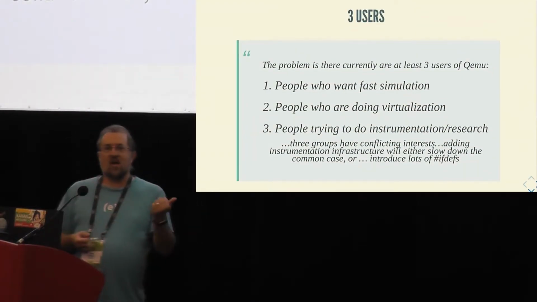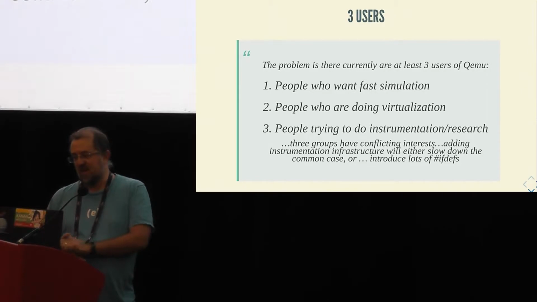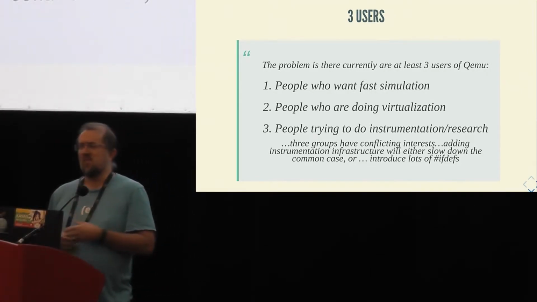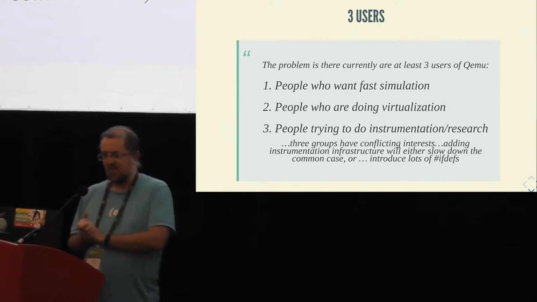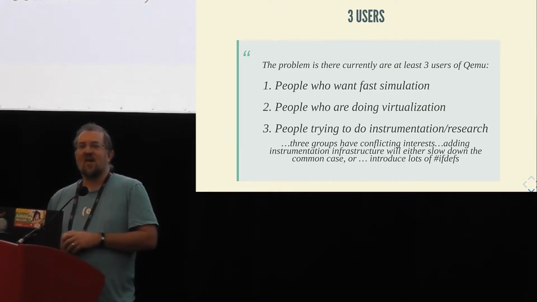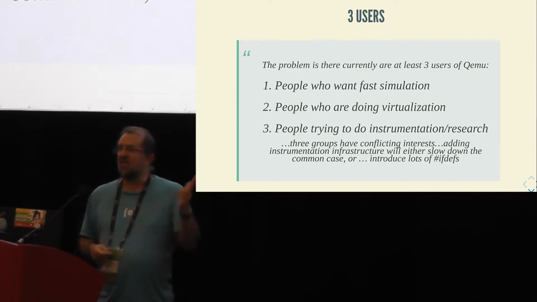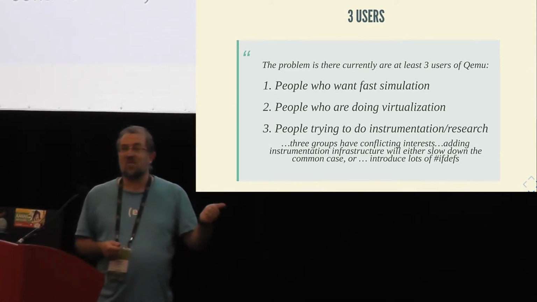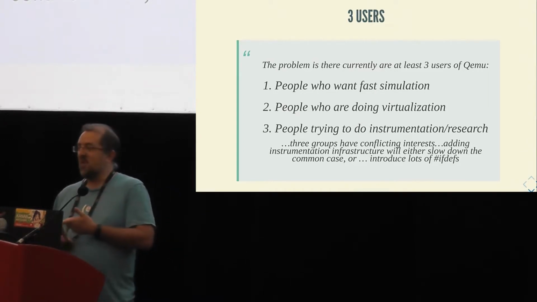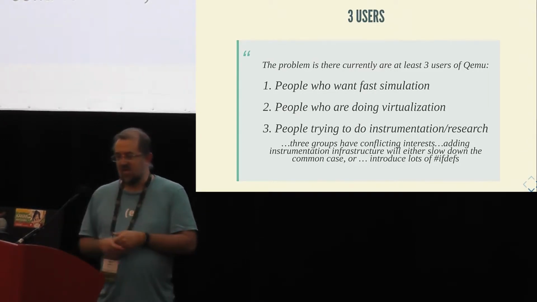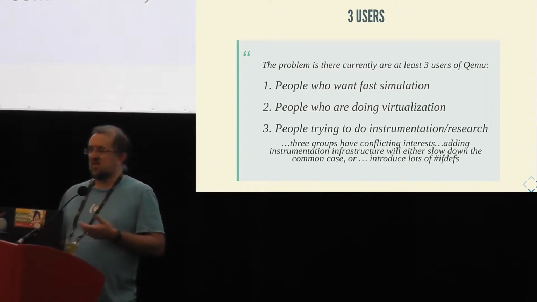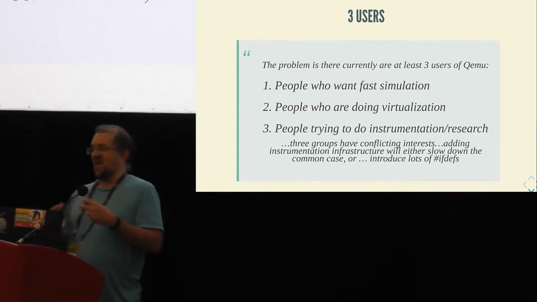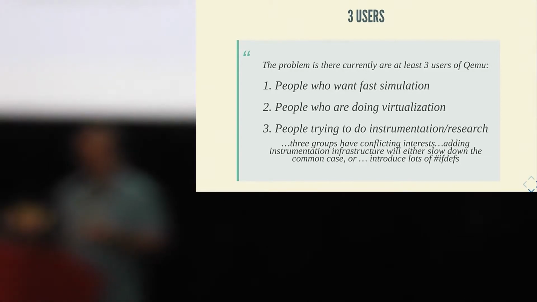So during a patch that was suggested back in 2009, someone wanted to implement instruction counting for ARM. It was a very invasive patch. It was never going to get upstream, but there was an interesting comment made during the discussion on that there are at least three users for QEMU. So there's people that want fast simulation. There are people that want virtualization, the KVM guys. And there are people that like to use QEMU for instrumentation and research. But these three use cases are often in conflict.